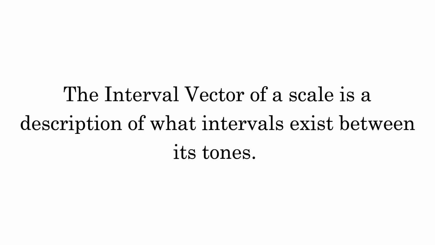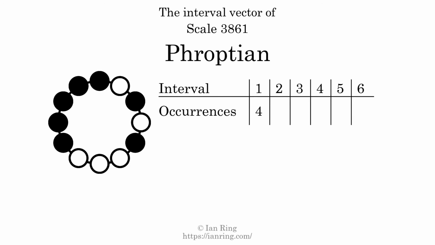The interval vector of a scale is a description of what intervals exist between its tones. There are 4 intervals with the size of 1 semitone. They are here, here, here, and here. There are 5 intervals with the size of 2 semitones. They are here, here, here, here, and here.